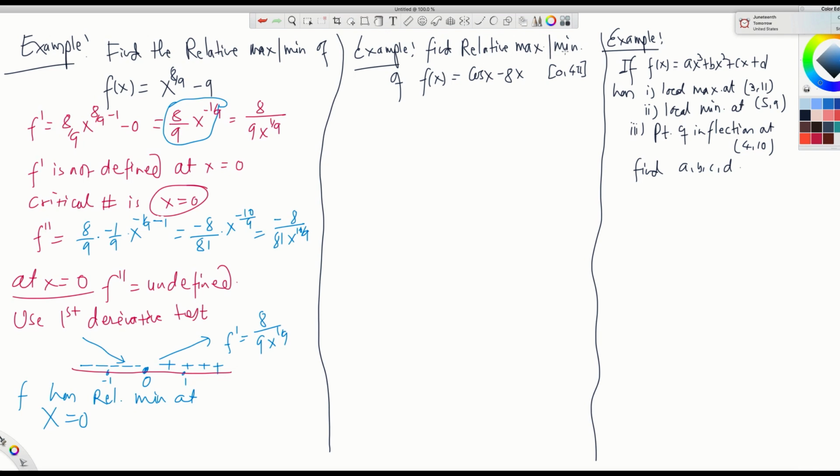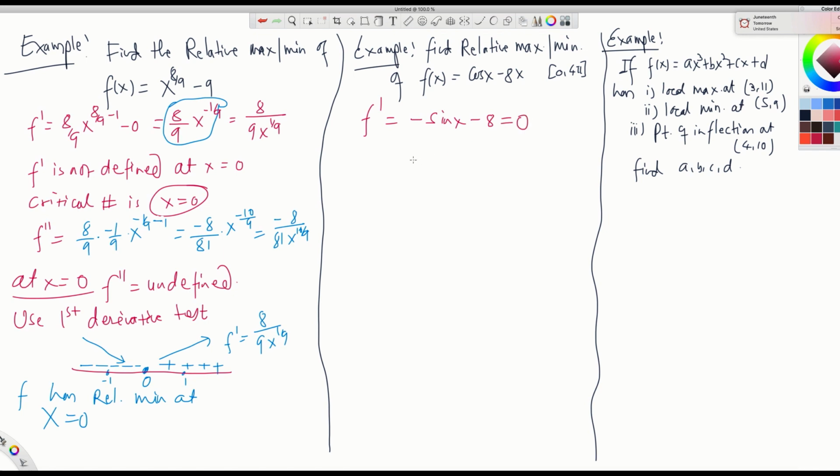Find relative max or relative min for this function. Again, do the same step. Find out the first derivative. What is the first derivative? F prime is negative sine x minus 8, right? And set that equals to 0, or find out where it is not defined, because we need to find out the critical numbers, right? So if you do that, what do you get?